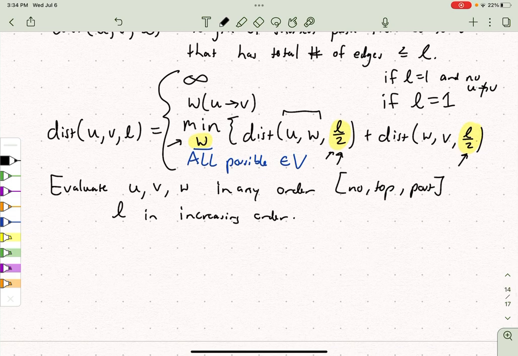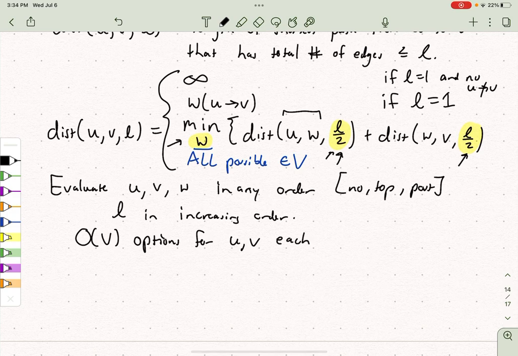So how many subproblems do we have? Well, u can be any value, so there's size of V options for u and V. We'll do this to all pairs. And then inside the loop, we have to do O of V work to compute them, because we have to try it over all possible vertex values. So already we're looking at something that's O of V cubed.